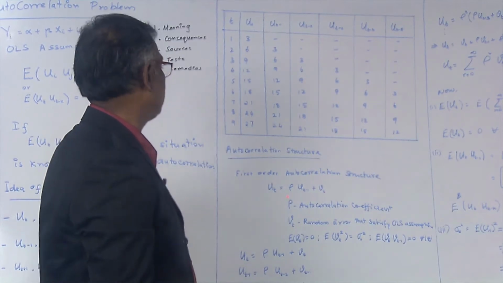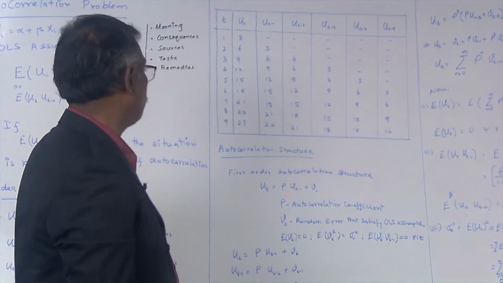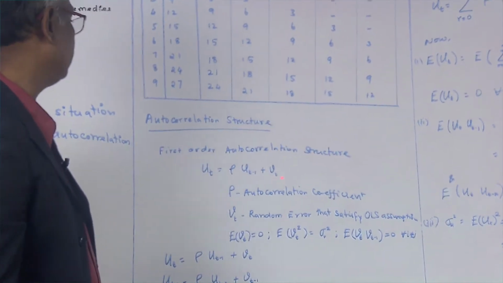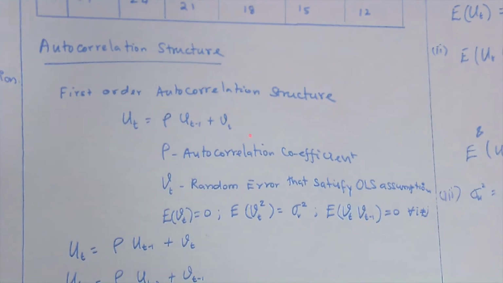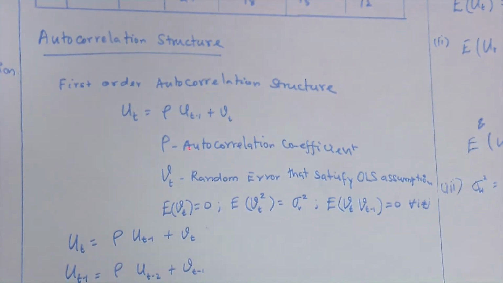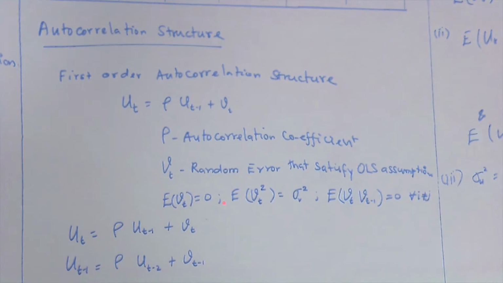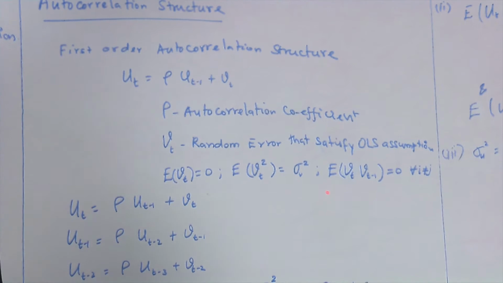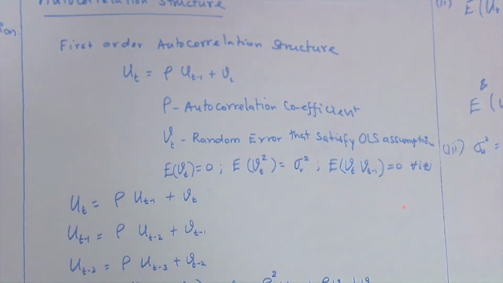Now let us take the first order autocorrelation structure defined as u_t equals rho u_{t-1} plus v_t. v_t is a regular, well-behaving stochastic error term. We call it a white noise error term that follows all the OLS assumptions. That is, expectation of v_t equals 0, expectation of v_t squared equals sigma_v squared, which is a constant, and expectation of v_i v_j equals 0 for every i not equal to j.